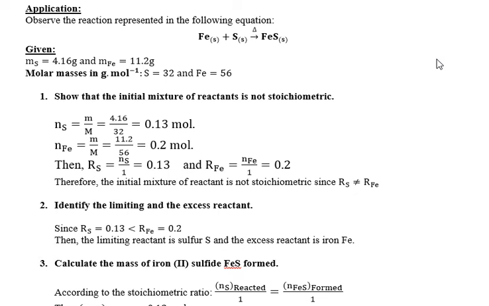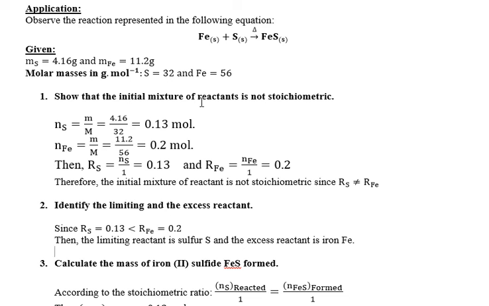Let's take the following application. Observe the reaction represented in the following equation. The reaction between iron and sulfur under the effect of heat leads to the formation of iron 2 sulfide, FeS. Given that the mass is equal to 4.16 grams for sulfur and 11.2 grams for Fe.